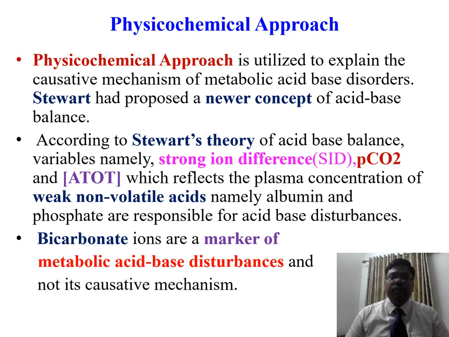Physicochemical approach. This approach is utilized to explain the causative mechanism of metabolic acid-base disorders. Stewart had proposed a newer concept of acid-base balance. According to Stewart's theory of acid-base balance, variables namely strong ion difference, partial pressure of carbon dioxide and ATOT, which reflects the plasma concentration of weak non-volatile acids namely albumin and phosphate, are responsible for acid-base disturbances. Bicarbonate ions are a marker of metabolic acid-base disturbances and not its causative mechanism.